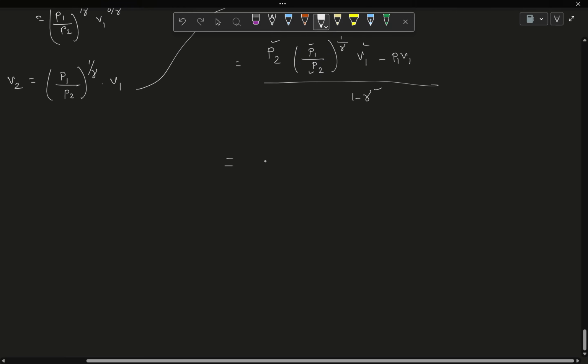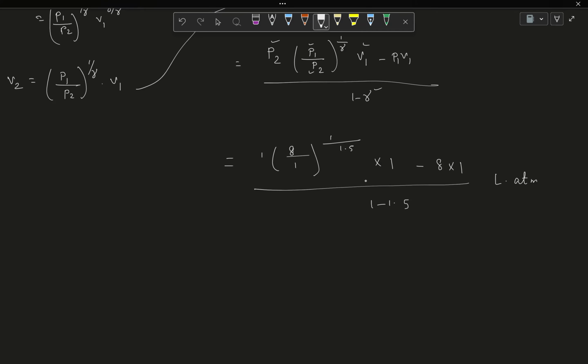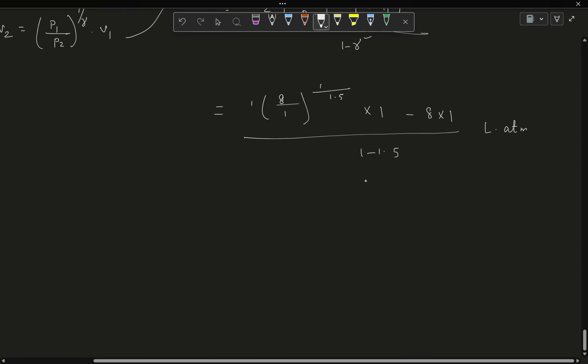So your P2 is mentioned as 1 atmosphere. So P1 is 8 atmosphere. This is 8 by 1 into 1 by gamma, which is 1 by 1.5, into V1, which is 1 liter. So this is 1. And again P1 is 8 atmosphere and V1 is 1 liter, divided by 1 minus gamma, which is 1.5. Now remember this is liter atmosphere, because this is P into V and gamma has no unit. So P is in atmosphere and V is in liter. So this is liter atmosphere unit in which your work done is calculated.